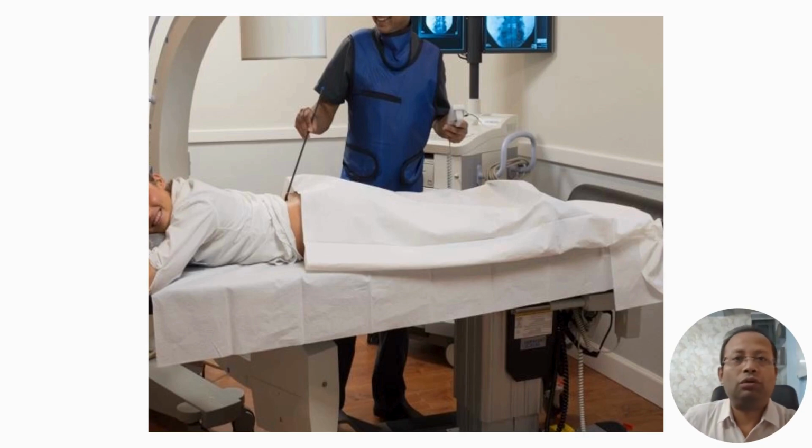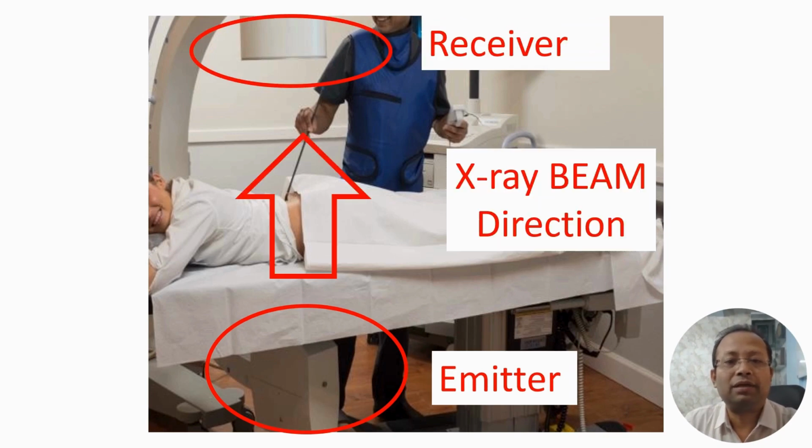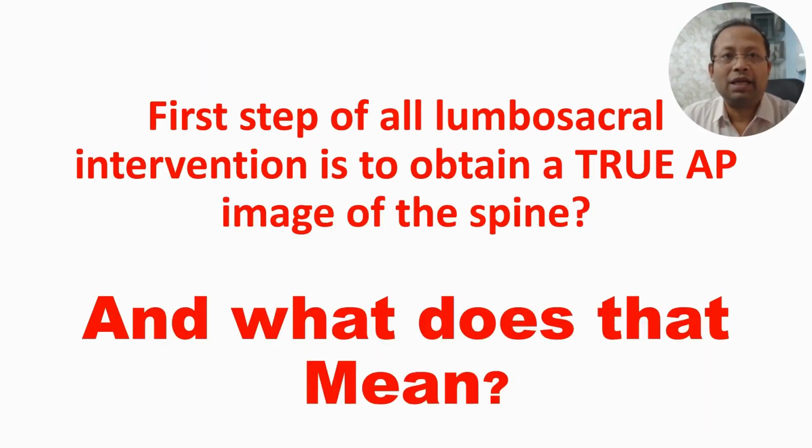Patient is lying prone on the procedure bed and you have already planned to perform a lumbar spine pain intervention. Now this is the emitter, this is the receiver, and this is the X-ray beam direction. So we are ready to take an AP image of the spine.